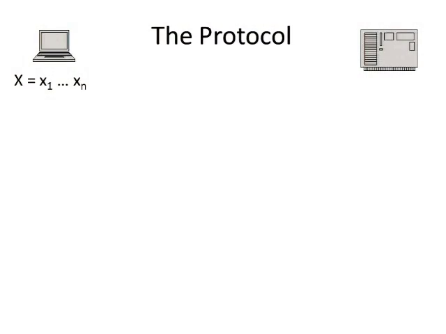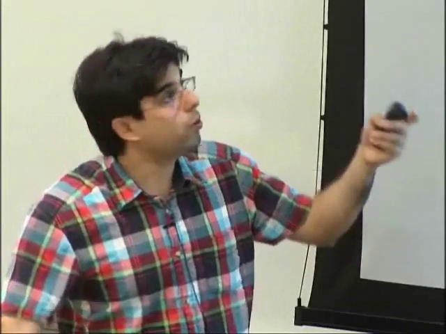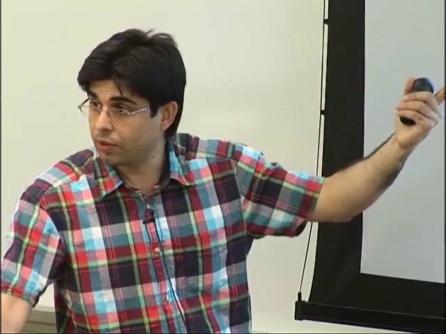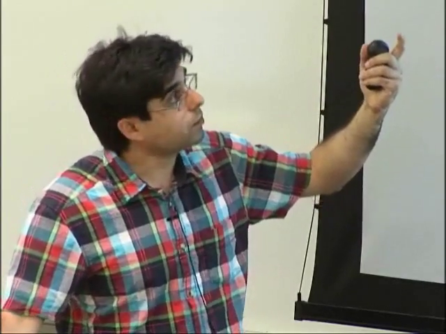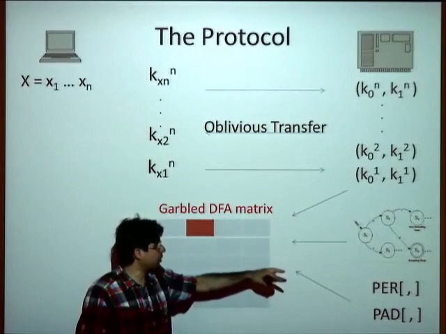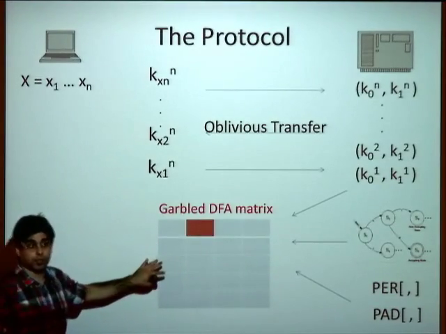Now, what happens is the bigger protocol. For those key pairs, we will do OT, the same way it would happen with Yao. So the client gets the keys corresponding to his input bit. This is his input string. And then the server uses those keys, the pad matrix and the permutation matrix that I talked about, and generates a garbled DFA matrix. Okay, so these are essentially all he needed.